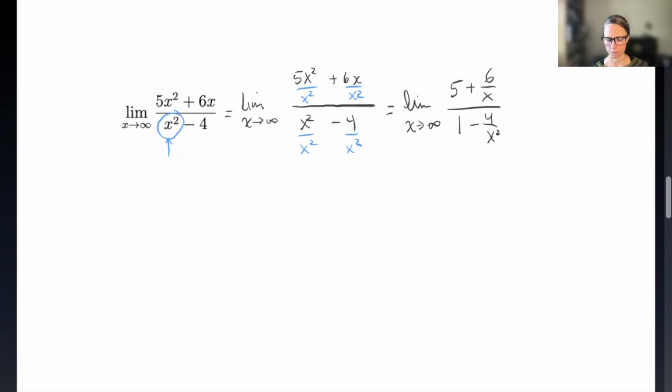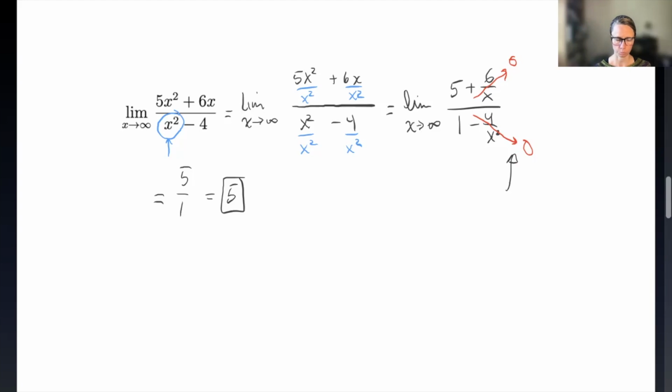Now I can analyze each piece. 6 over x, as x gets huge, that term will shrink to 0. The negative 4 over x squared, as x gets huge, that term will shrink to 0. We've analyzed all the pieces with x, so we can say the only thing left over is 5 over 1, which is 5. So the process of doing this analysis is kind of where we took the limit. And so I've evaluated the limit. I no longer need to write the limit notation.